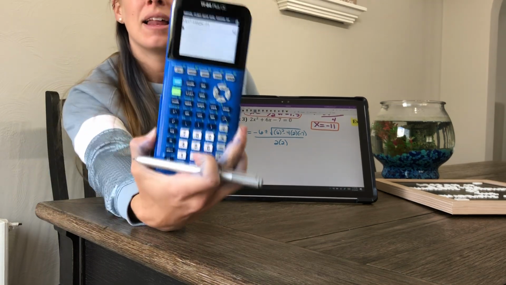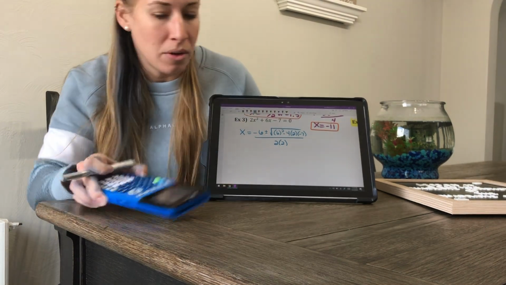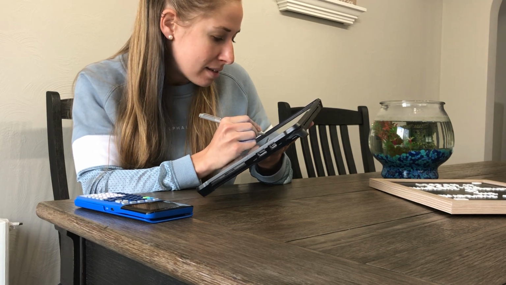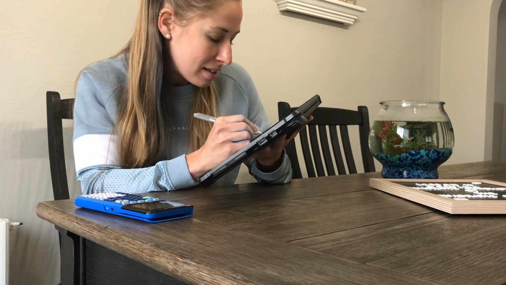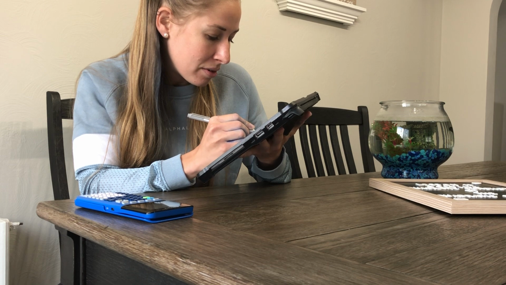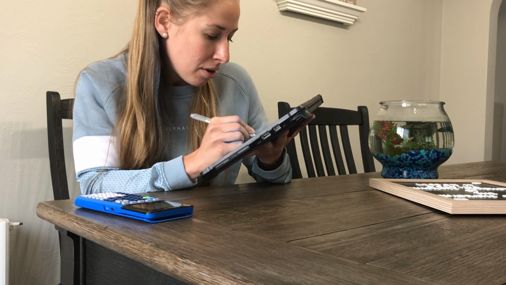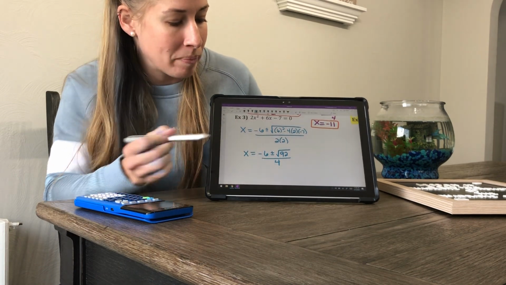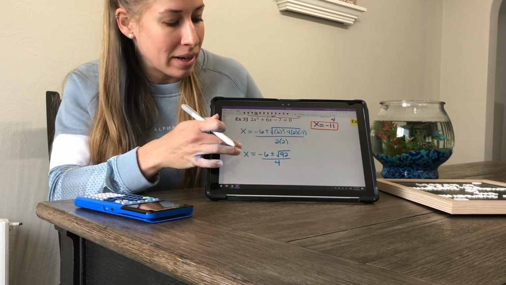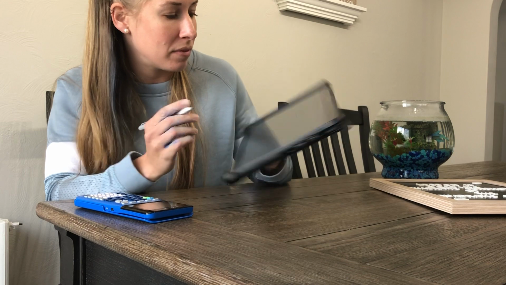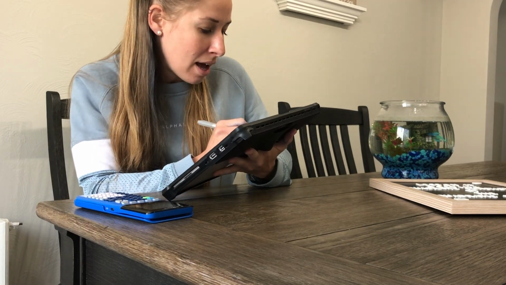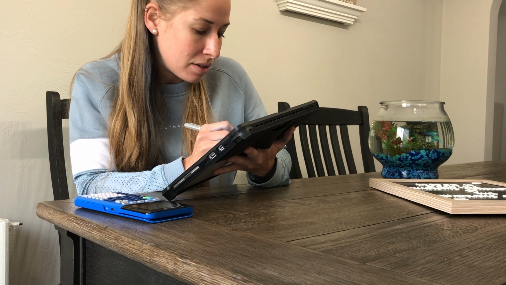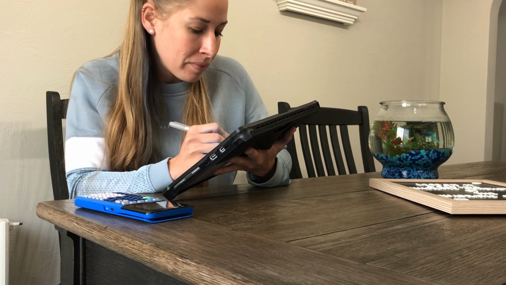And we get 92. So the value underneath the radical is 92. x equals negative 6 plus or minus the square root of 92 all over 4, since 2 times 2 is 4. All right, now we can split it, one for the plus, one for the minus. x equals negative 6 plus the square root of 92 divided by 4.